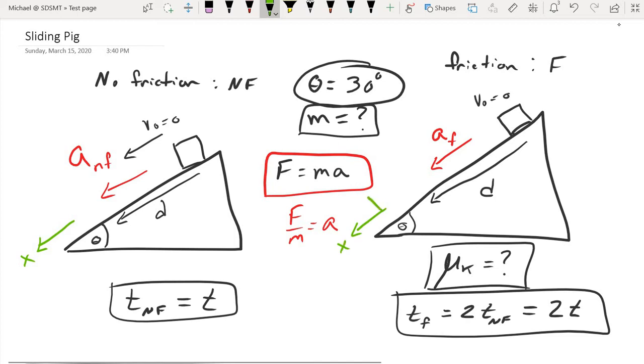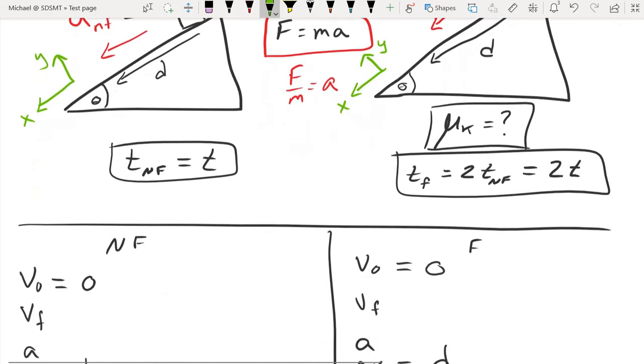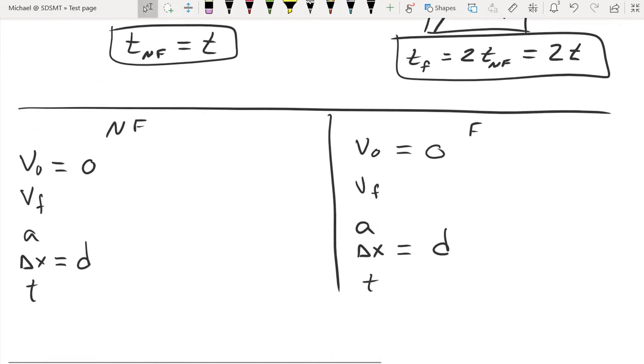slide. So I'm just going to go ahead and set up a reference frame. It's the same reference frame for each one, but now this will allow me to label what is positive, what is negative, etc. So in both cases, the pig is sliding down the incline with a displacement of positive d. We know that the time for the non-friction case is generic t, and the time for the friction case is twice that amount.